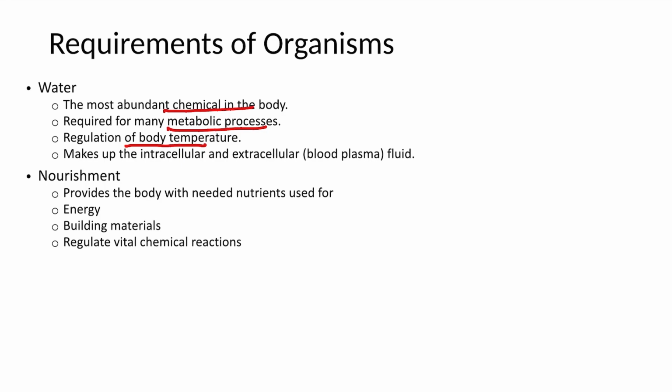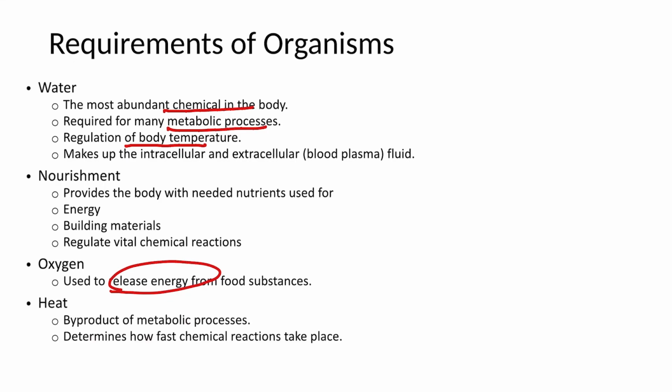In order to live, nourishment is important, so that would be acquiring energy and being able to use that energy. Oxygen is vital for releasing energy from food. Heat allows for chemical reactions to happen in the body at a fast rate. That's why we have to maintain a certain body temperature.